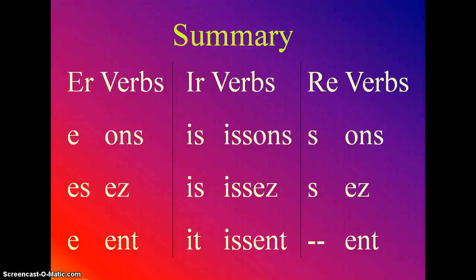For er verbs: e, es, e, ons, ez, ent. And then ir is: is, is, it, issons, issez, issent. For re verbs: s, s, nothing, ons, ez, ent. Make sure you pause at any time so that you can copy this if needed.